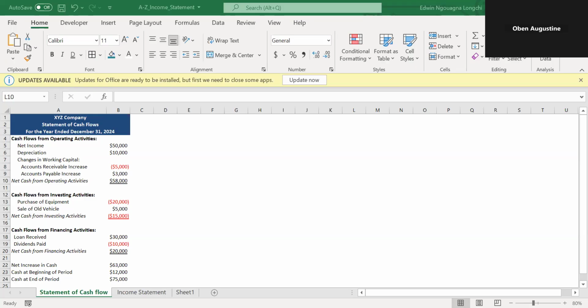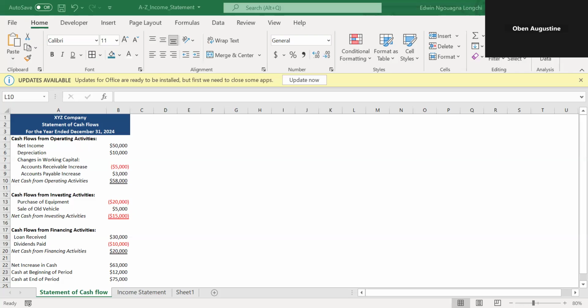So the statement of cash flow is one of the main financial statements that shows how cash moves in and out of a business during a specific period. It can be for a month, for a year, for 5 years, for a quarter, it can even be for a week. It just shows how cash moves in and out of a business.